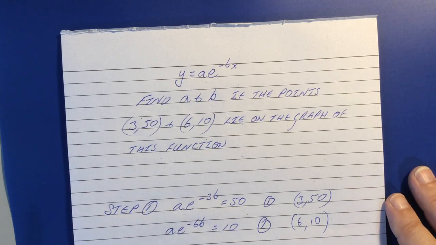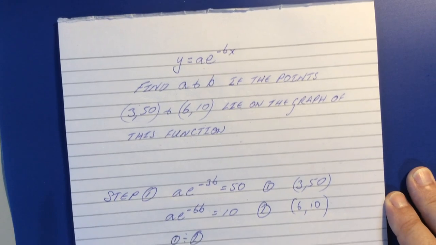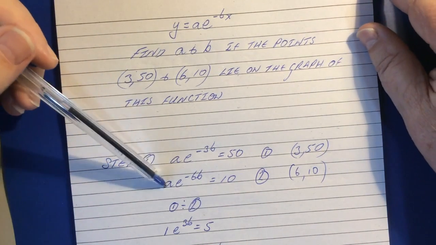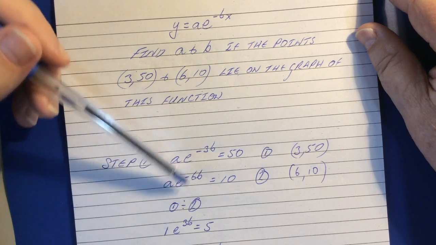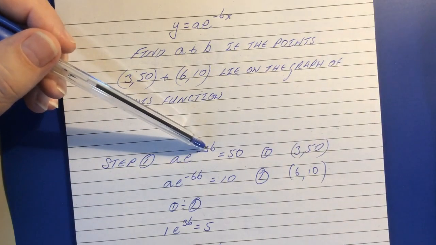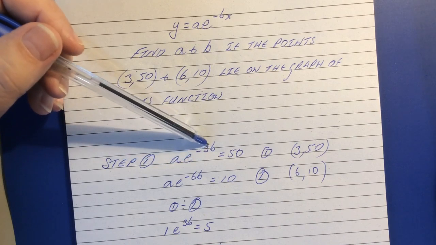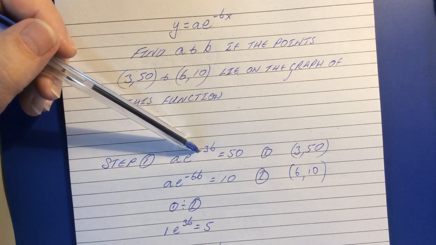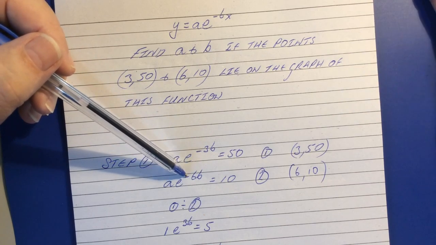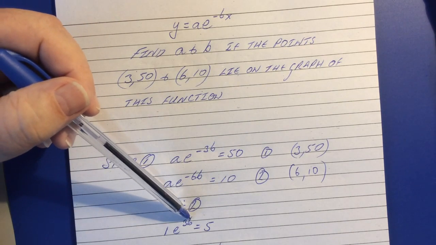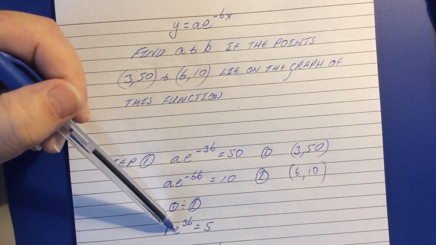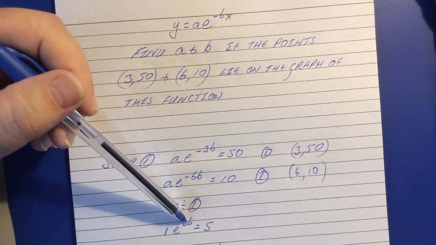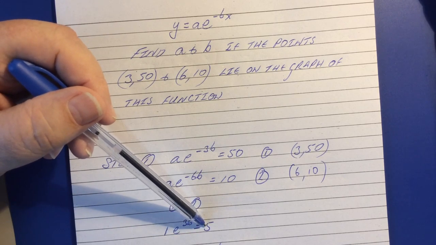Okay, so let's see what happens when we divide 1 by 2. This is what we get. So the a's are eliminated. A divided by a is 1. The laws of indices kick in here, and when we divide this by this, we're taking negative 3 and subtracting negative 6 from it. So we wind up with 3b. And we wind up with this expression, 1e, and we can drop the 1 later, to the power of 3b equals 5.